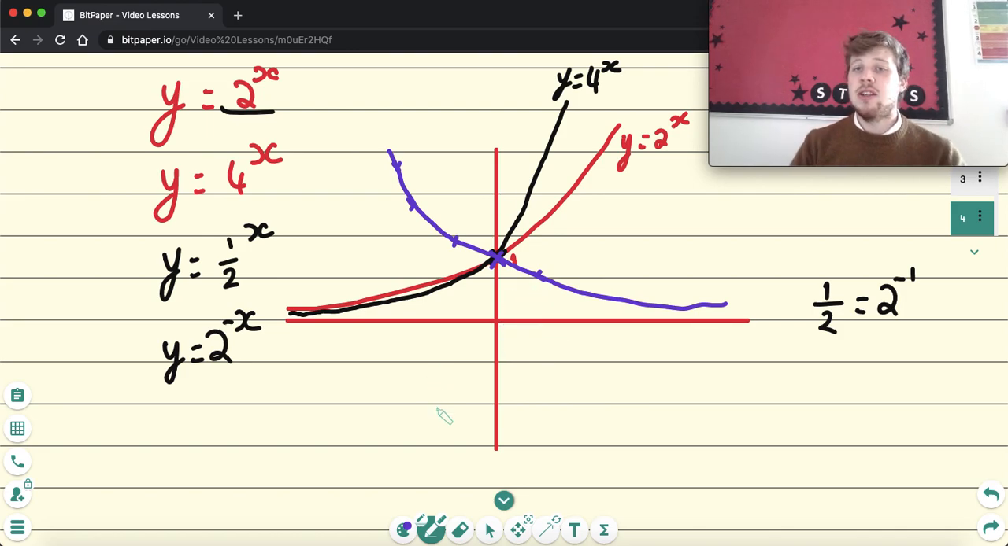So that concludes today's session on looking at transformation of graphs. We'll be looking in the next lesson at how we can do stretches. But until then, if you have any questions, please let me know. Thank you very much.